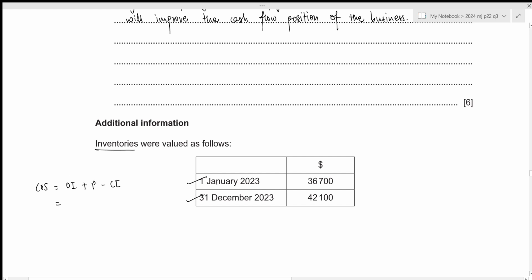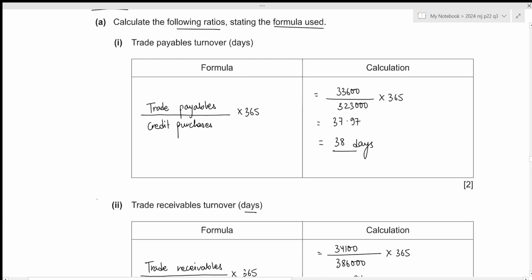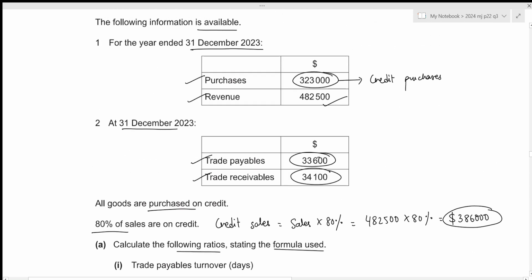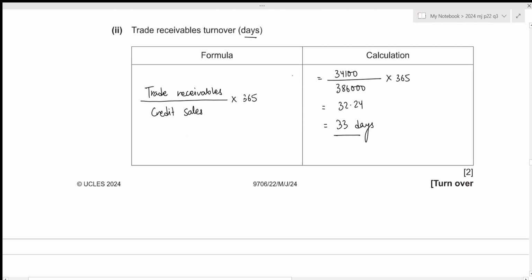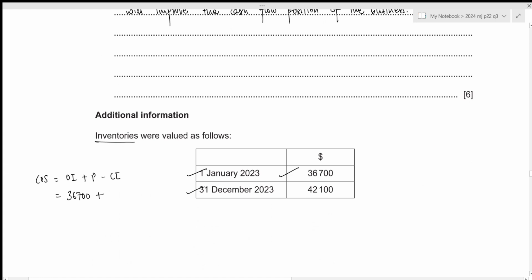We have the opening inventory right here, 36,700. We have been given the purchases value above. That was 323,000. And we have the value for the closing inventory. This results in the value of 317,600.